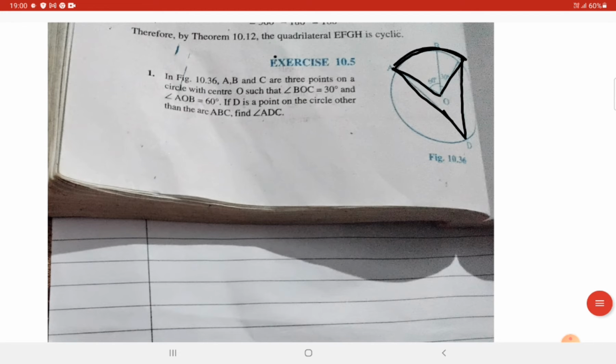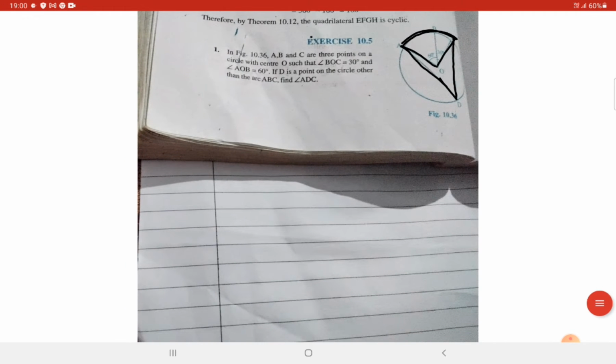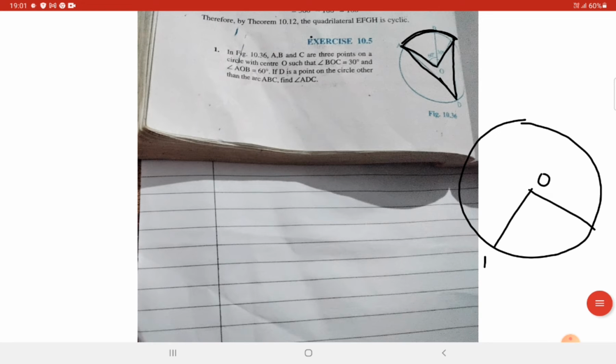Let us draw the figure in another way. Circle, O center, A, B, C. And angle BOC is 30 degree and angle AOB is 60 degree. And arc ABC makes another angle at any point on the remaining part of the circle, its opposite arc. We have to find that angle.